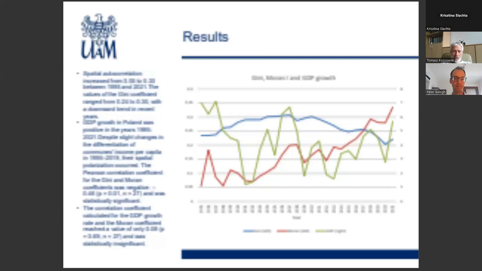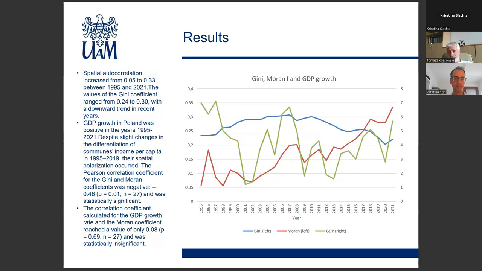We have also calculated spatial autocorrelation, and then I will show some maps related to spatial autocorrelation. We can see that the red line represents spatial autocorrelation. At the beginning, in 1995, we had spatial autocorrelation at the level of 0.005. So it means that we had an almost randomly distributed pattern of own incomes in Poland.